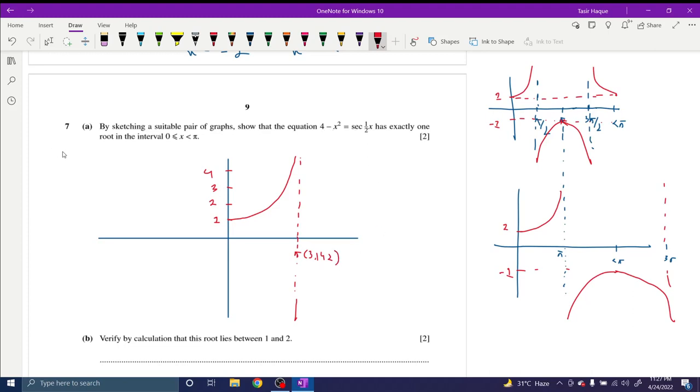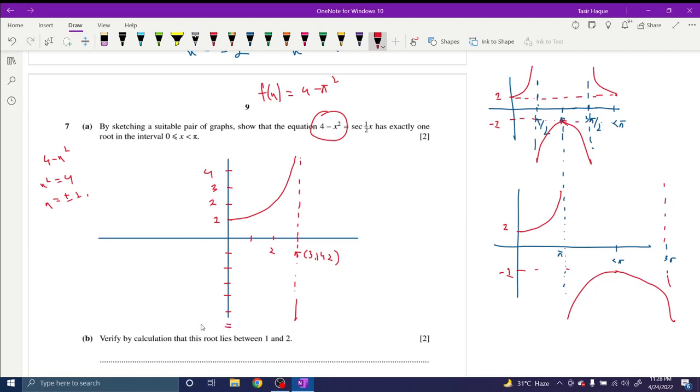Now think about this, 4 minus x squared. When x equals 0, the graph is going to be equal to 4. And when y is equal to 0, x squared is equal to 4, x equals plus or minus 2. So if this is 3.142, where is 2 going to be? Somewhere here, so this graph is going to look like this. We can also find the value when x is equal to pi. So when x equals pi, what is f(x) going to be? 4 minus pi squared, that's minus 5.86.